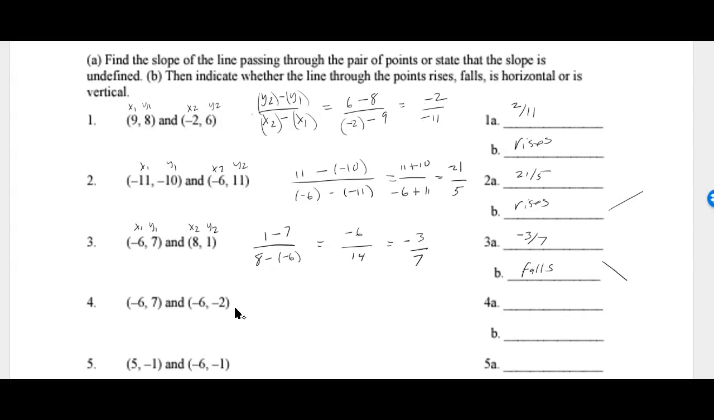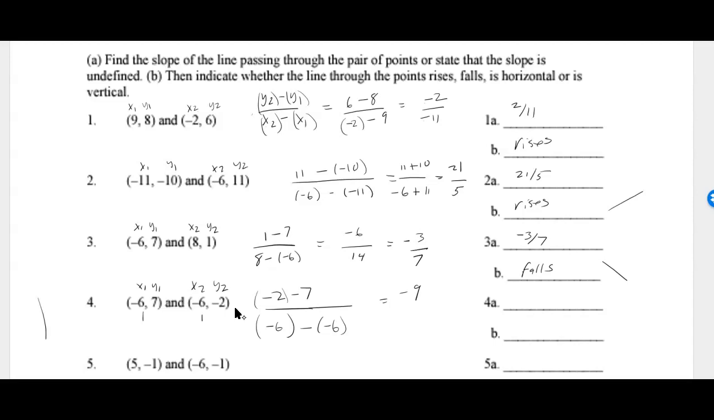Okay, stop the video, try number 4, come back. x1, y1, x2, y2, -2 minus 7 over -6. I'm trying to be consistent putting my negative signs, minus a -6. So a -2 minus 7 is a -9. -9, -6 plus a 6. Oh, notice the x-coordinates are the same.